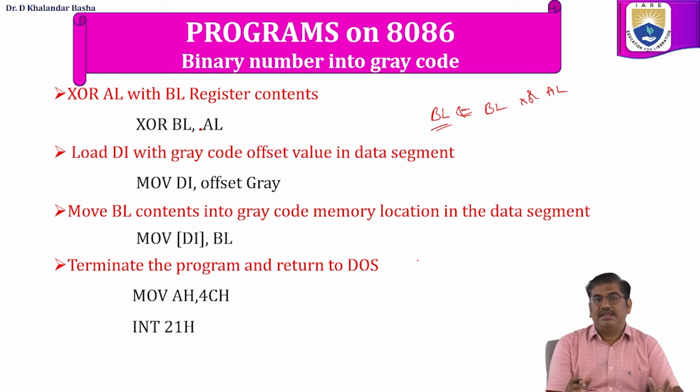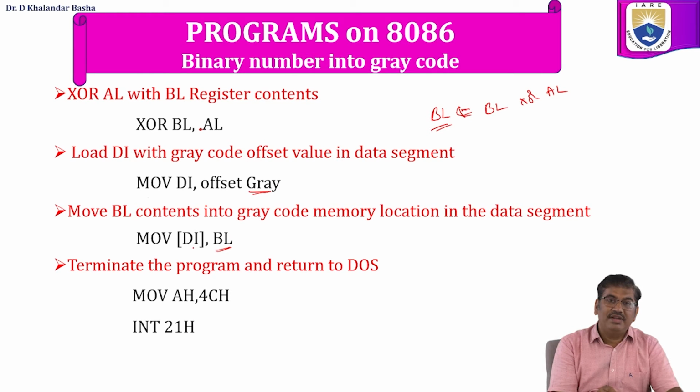Now we will fetch the address of the gray code which is assigned in the data segment by using the instruction MOV DI, offset gray, where gray is the variable name we assigned for gray code in the data segment. That address will be fetched into the DI register. Now into this memory location, we want to move the result which is present in the BL register. For that we write the instruction MOV [DI], BL. This instruction moves the result in the BL register into the memory location.